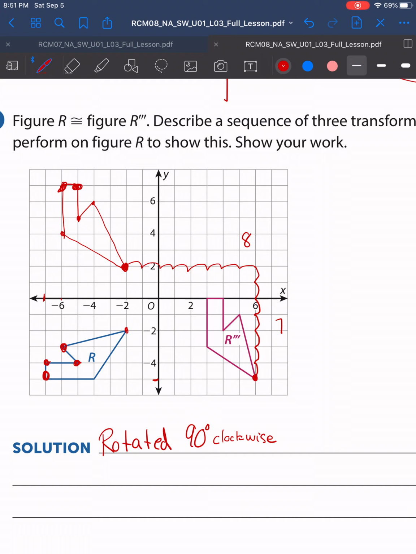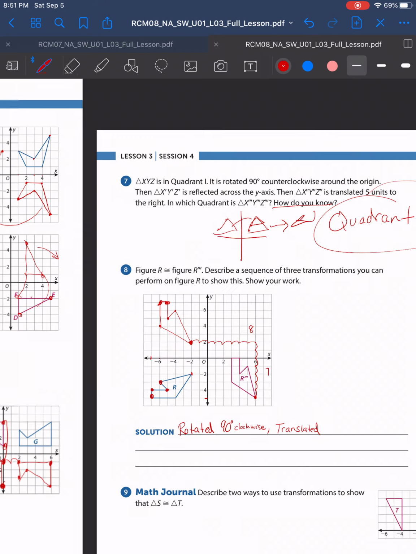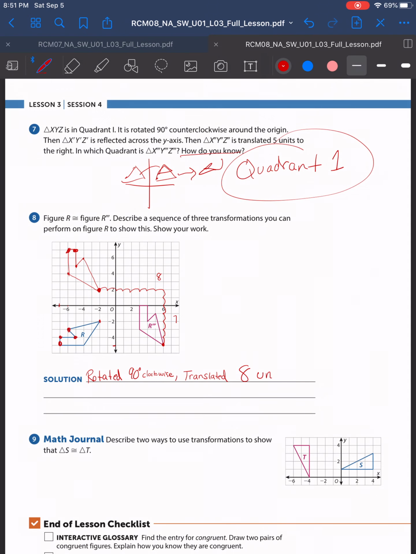So rotated 90 degrees clockwise, translated 8 units to the right, then translated 7 units down. All right, there you go. There are 3 steps on how we did it. The hardest of all these was definitely the rotation.